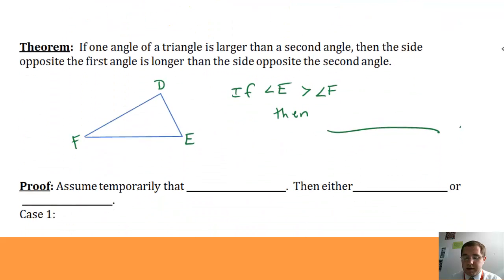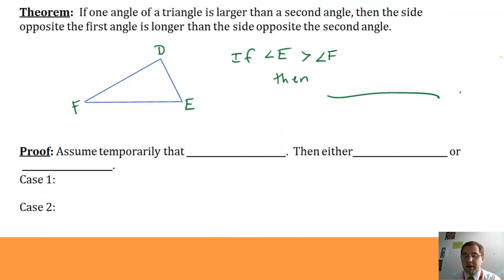Very similar to that theorem is this one. If one angle of a triangle is larger than a second angle, then the side opposite the first angle is longer than the side opposite the second angle. So this time we're starting with angles rather than starting with sides. If angle E is greater than angle F, which side is opposite angle E? That's DF. And which side is opposite angle F? That's DE. How do they relate to each other? Well, DF is opposite the bigger angle, so DF must be bigger. DF is greater than DE.